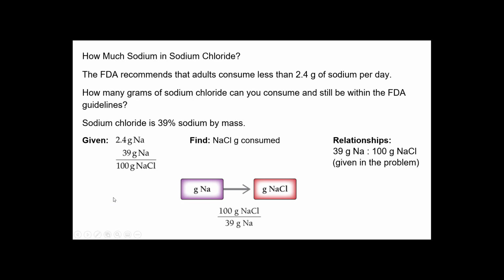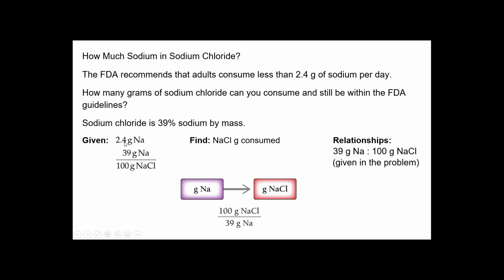So let's do a problem. The FDA recommends that adults consume less than 2.4 grams of sodium per day. How many grams of sodium chloride can you consume and still be within the FDA guidelines? So we want to know how many grams of sodium chloride. The given amount is 2.4 grams of sodium. So how much sodium chloride can you consume that still falls into this 2.4 grams? And it gives you that sodium chloride is 39% sodium by mass. So there it is, by mass, this is grams.